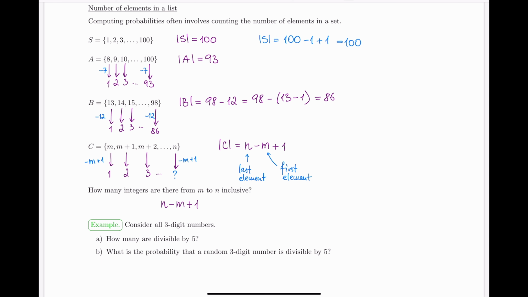Let's try with this one now. So then the cardinality of set A is, again, as per formula, the last element minus the first element plus 1.